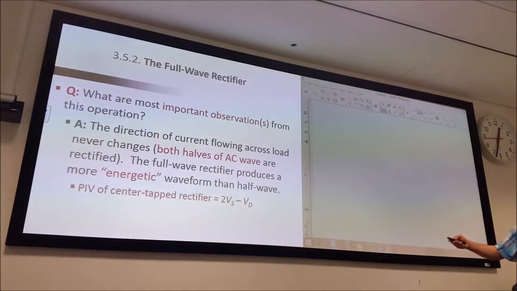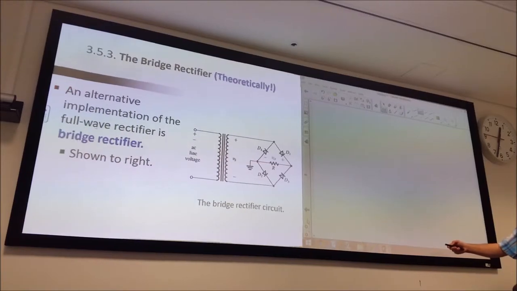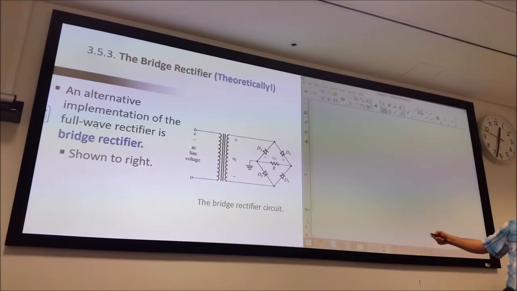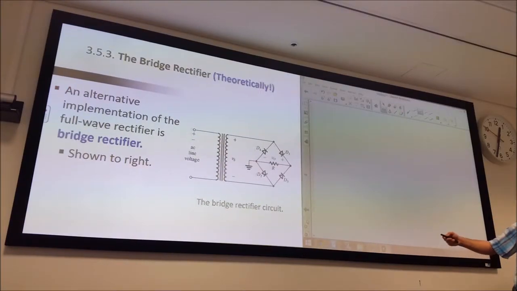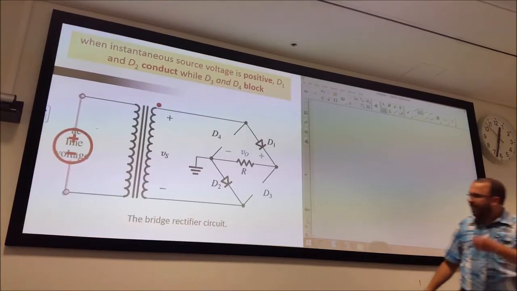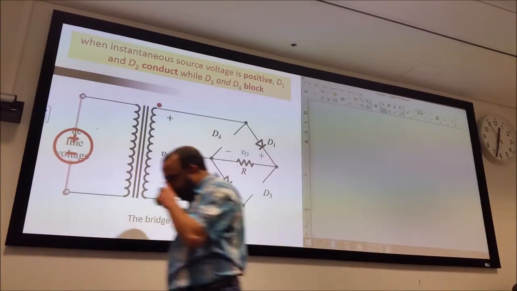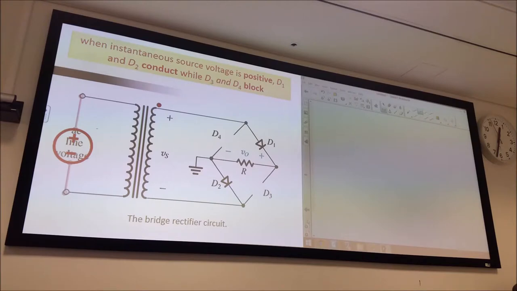So we reach the second flavor of the full wave rectifier, and that is the bridge rectifier, which is this one. We explained it, we don't need that. So now let's go to its explanation. How does it work? Okay? Now, in the positive cycle, what happens?